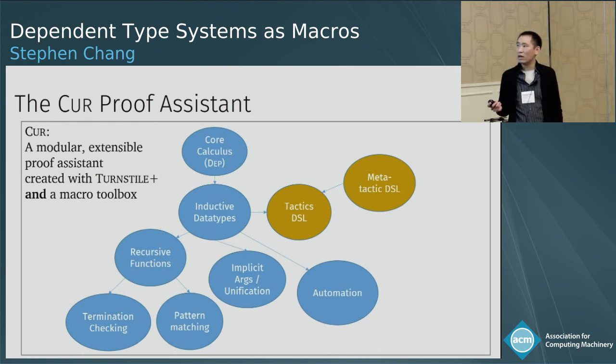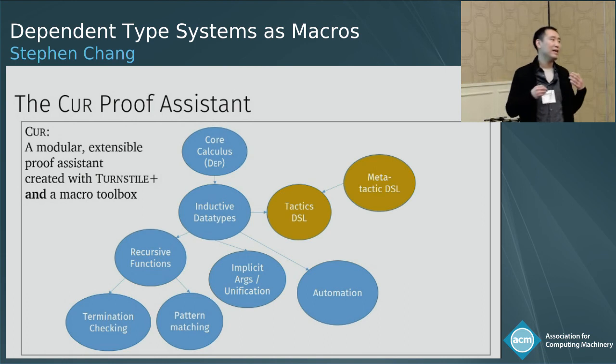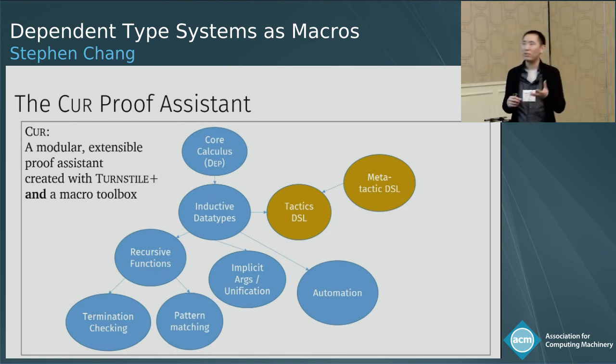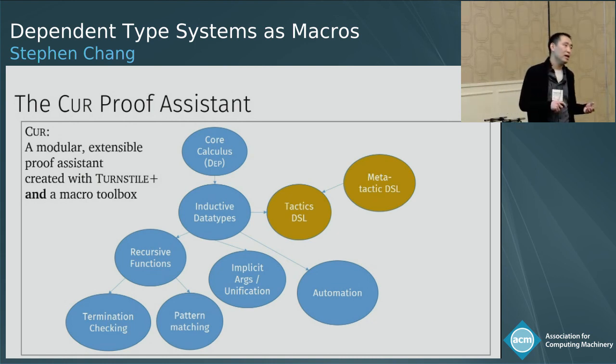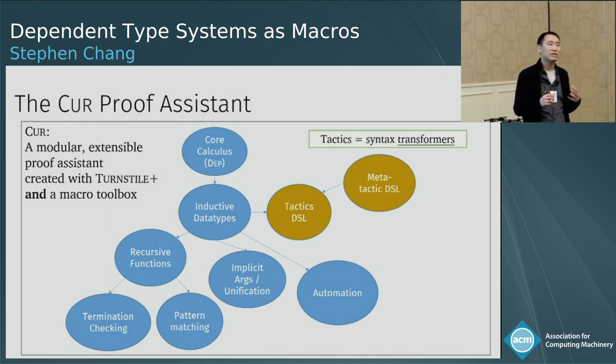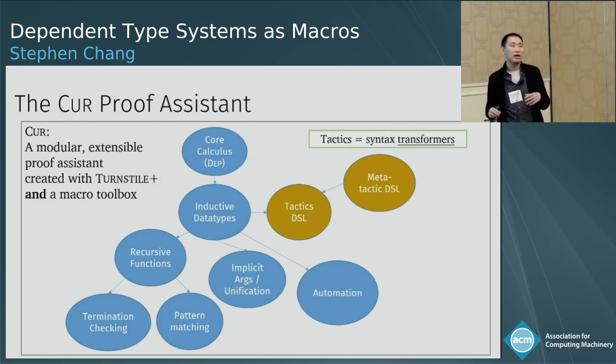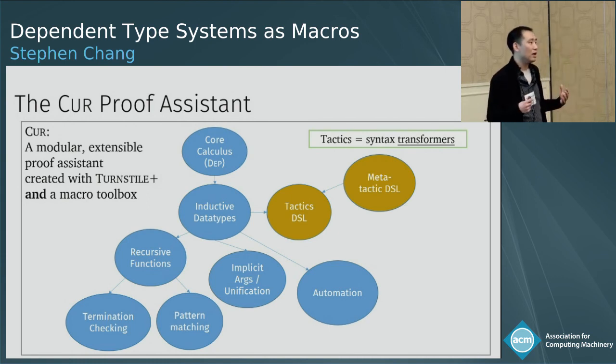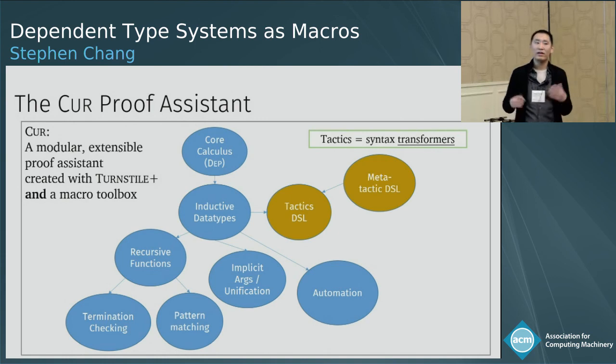So I already mentioned that Cur has a tactics DSL, and then we implemented a meta tactic DSL to help us write the tactics. But the point I want to make is that tactics inherently are just manipulating syntax, right? You need a little bit of extra plumbing to keep track of the proof state, but at their essence, they're just syntax transformers, and so macros were a very natural fit to implement the tactic system.